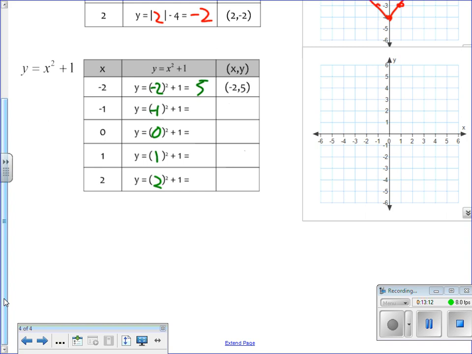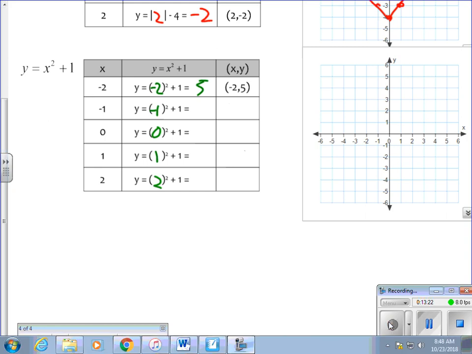You're going to get your first coordinate for this one would be -2, 5. So take a minute, fill in the rest of the table, square them, add them together, come up with the coordinates, and plot the points. Okay, so finish things off. -1 squared is +1. 1 plus 1 is 2. 0 squared is 0. 0 plus 1 is 1. 1 squared is 1. 1 plus 1 is 2. 2 squared is 4. 4 plus 1 is 5. Same kind of setup as what was there before. These are the coordinates you get.